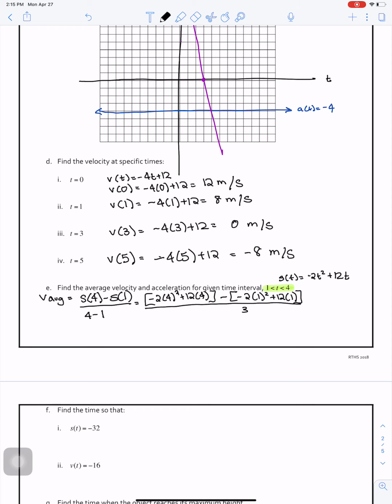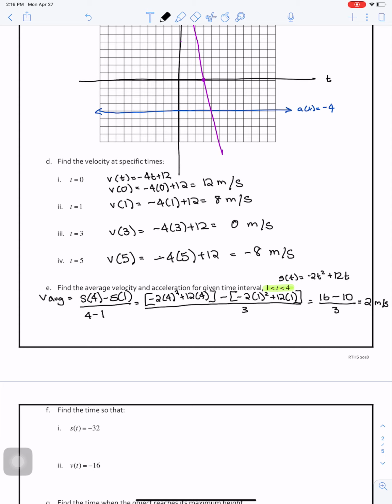So I'm going to store 4 in my calculator, type in my position function, -2x squared plus 12x, and I get 16, minus, I'm going to sub in 1 into my function, and I get 10, over 3. 16 minus 10 is 6. 6 divided by 3 is 2. So the average velocity over that time interval is 2 meters per second.